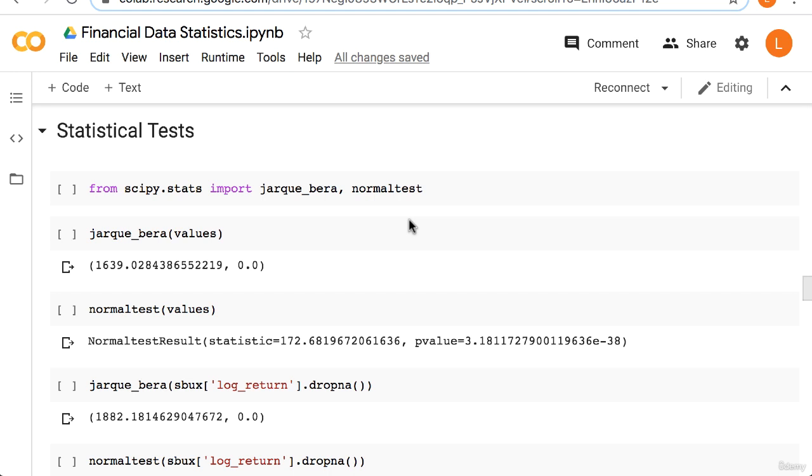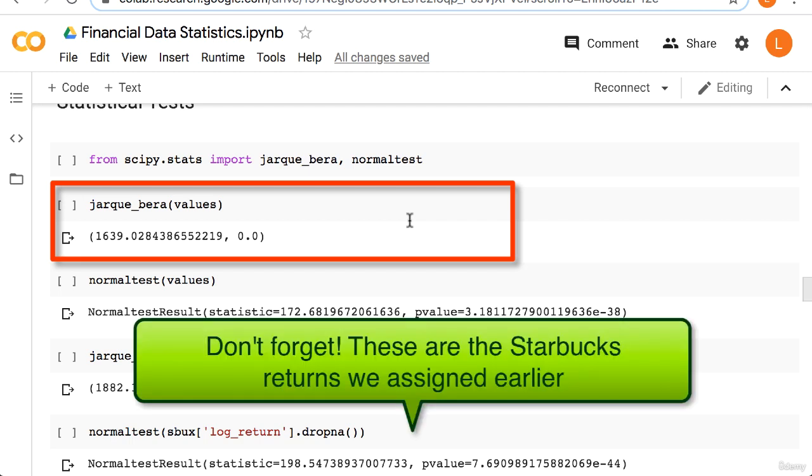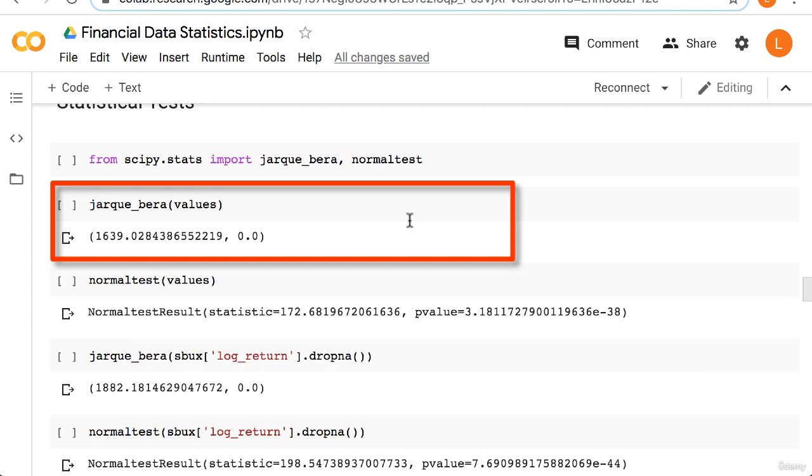their return values. So first we call the function jarque_bera on our values array. If you recall, this array is just an array of Starbucks returns. What we see from this is that the test statistic is very large, and accordingly, the p-value is very small. In fact, it's so small that it gets rounded down to 0. Therefore, we reject the null hypothesis that this data comes from a normal distribution.